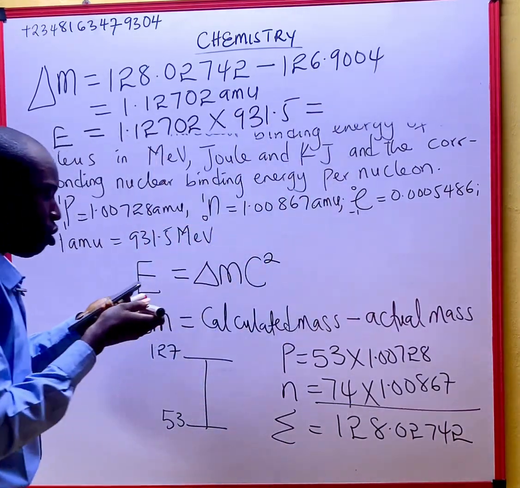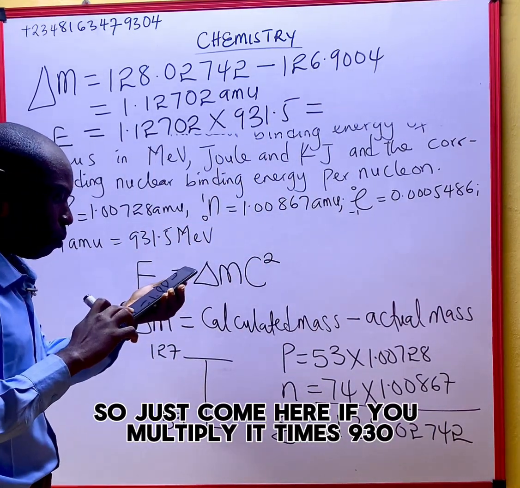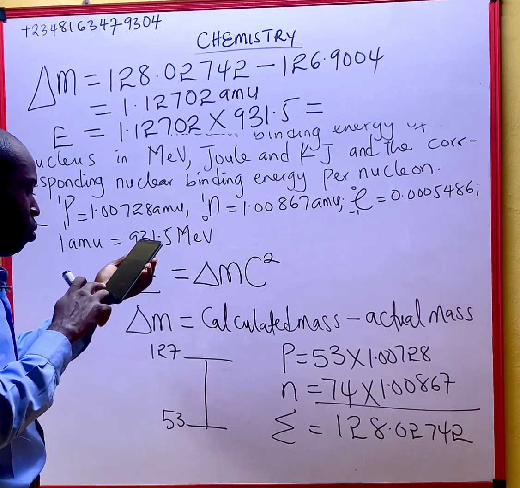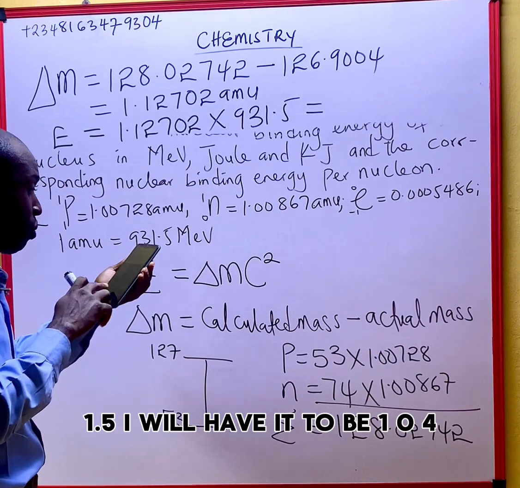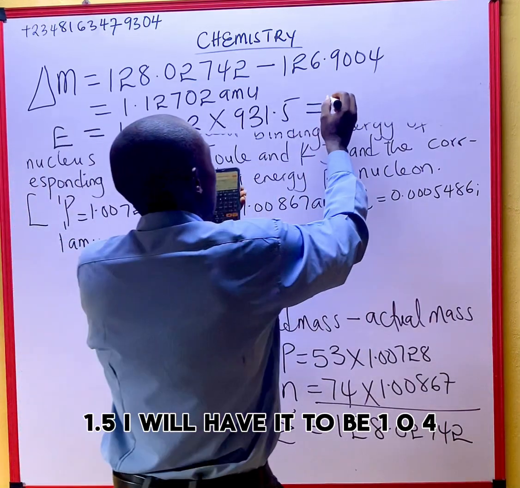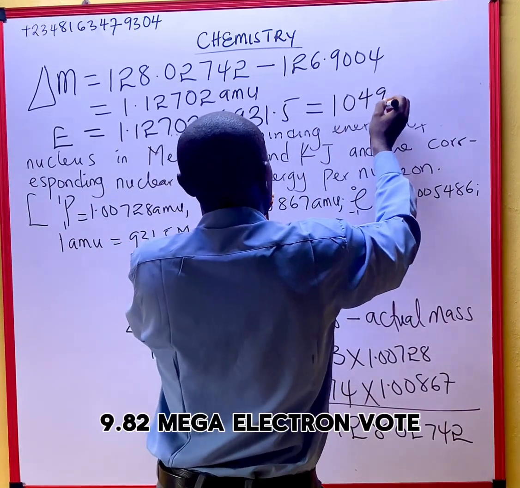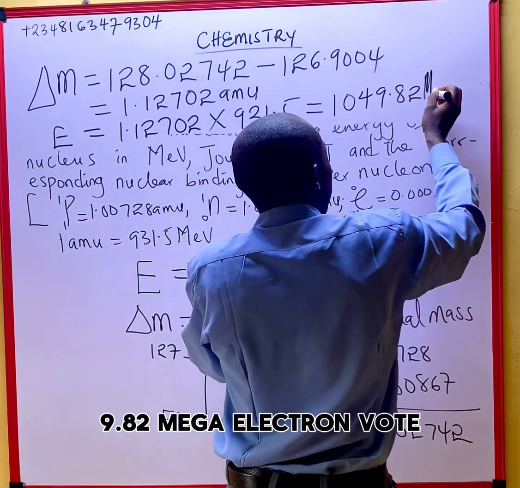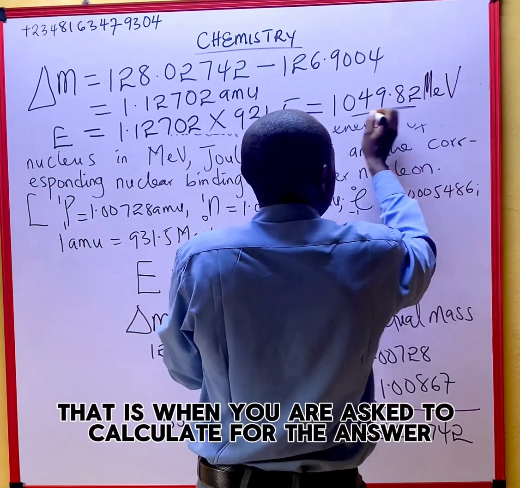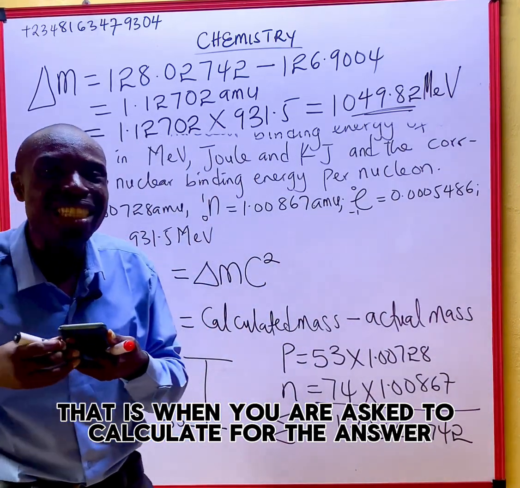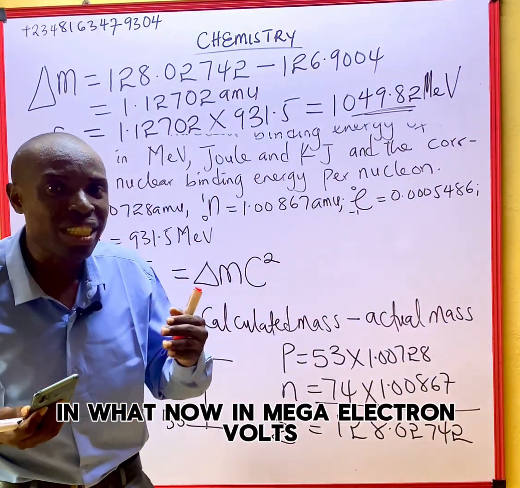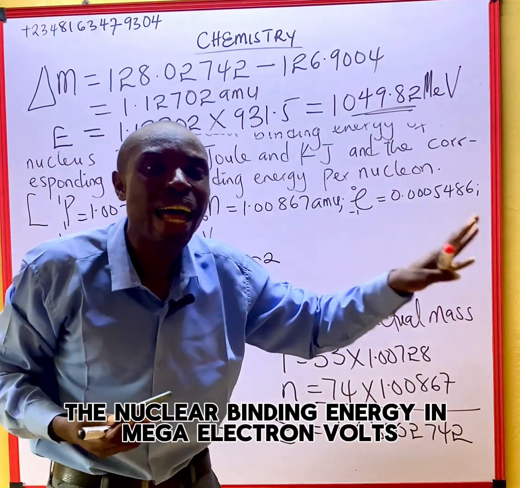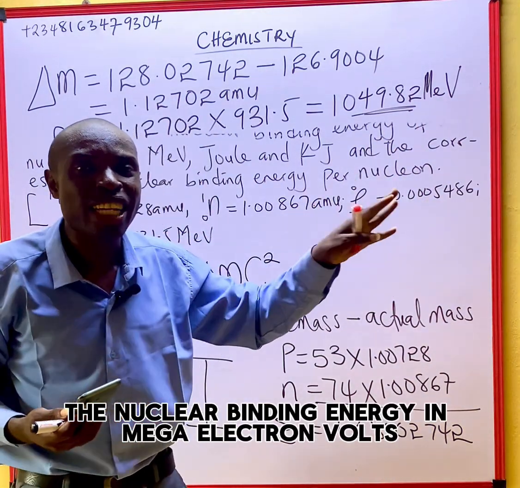931.5. Simple. So just come here, if you multiply it times 931.5, I will have it to be 1049.82 mega electron volt. That is when you are asked to calculate the answer in mega electron volt, the nuclear binding energy in mega electron volt.